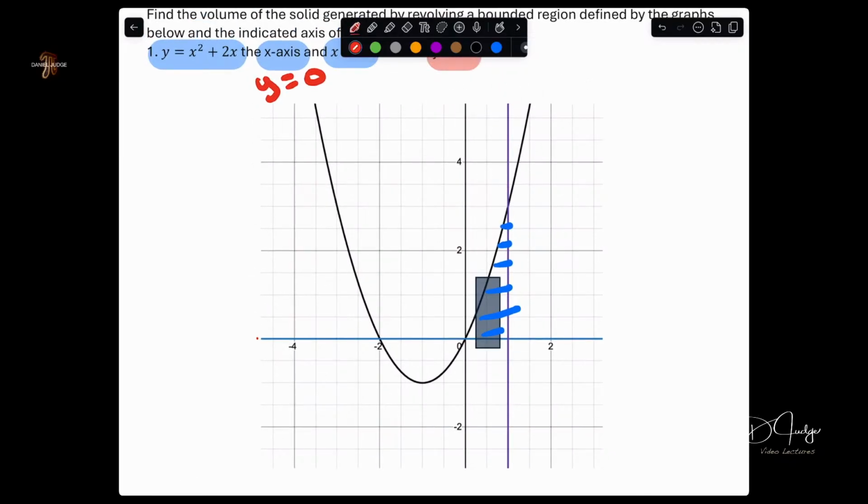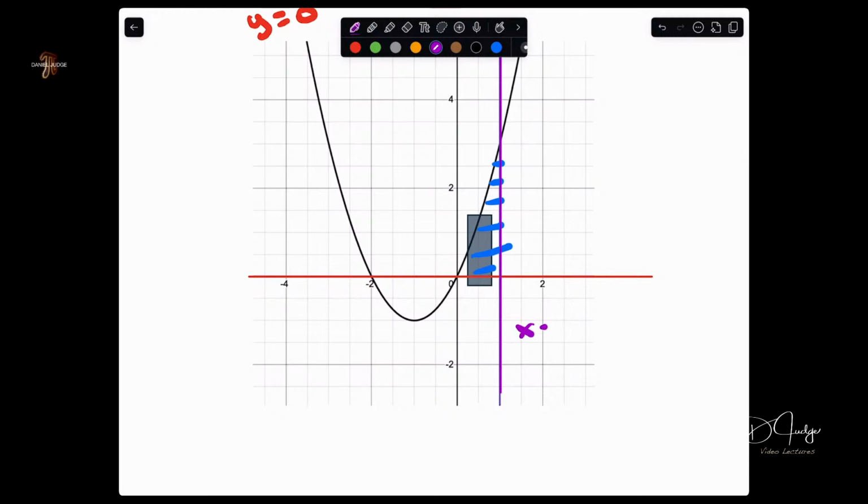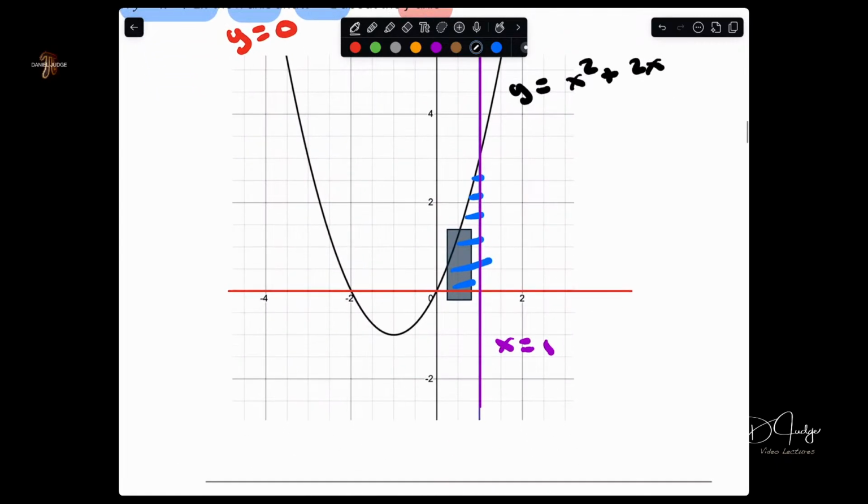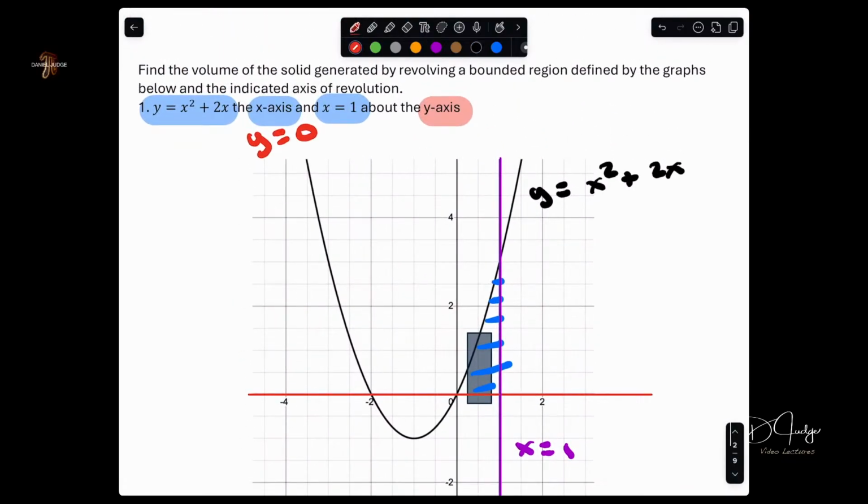So yes, you have that y-axis. The vertical line where x is 1. And you've got the curve y is x squared plus 2x. So here we go. We're going to rotate this about the y-axis.